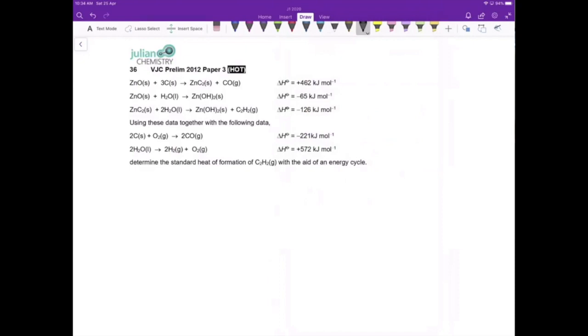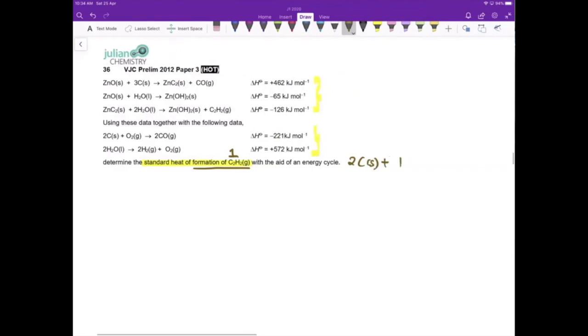Number 1, always read what you are supposed to find. So let's read what we are supposed to find. They will give you many values. Use these together with the others to determine the standard heat of formation. So basically what you want to find is just the formation of 1 mole of your C2H2 gas. So if you look at the equation, the formation equation is 2 carbon solid plus 1 mole of hydrogen gas to give me 1 unit of C2H2 gas.